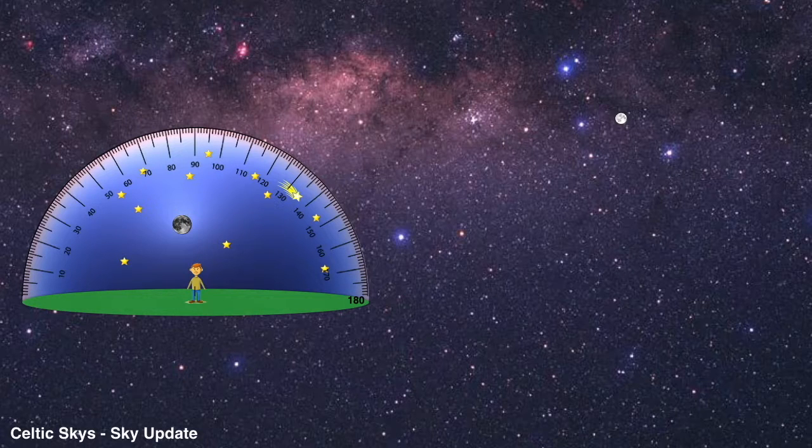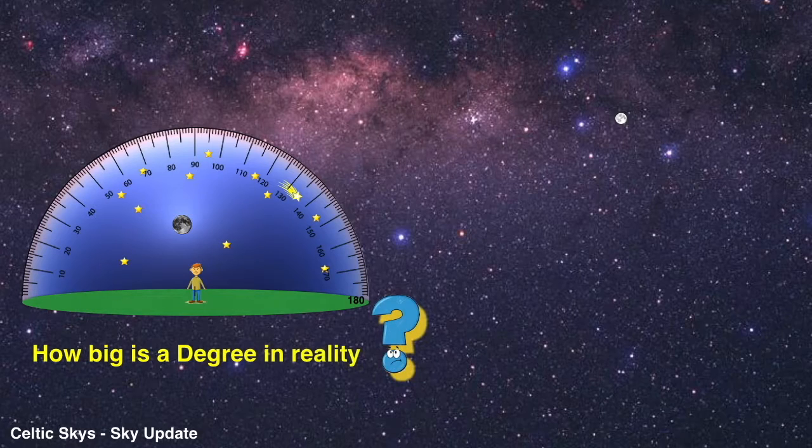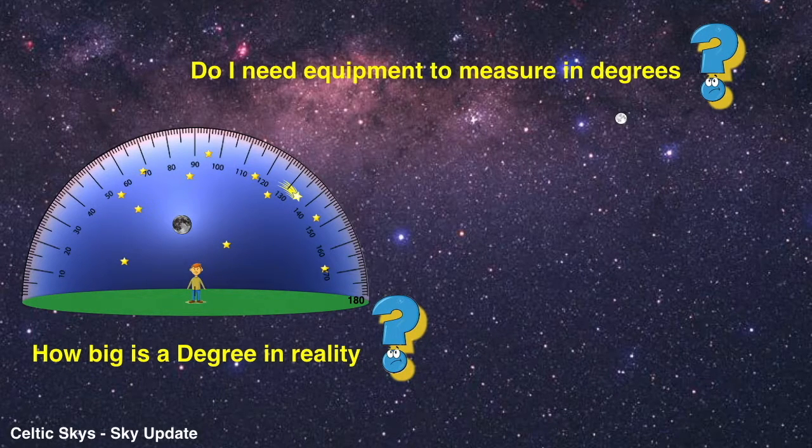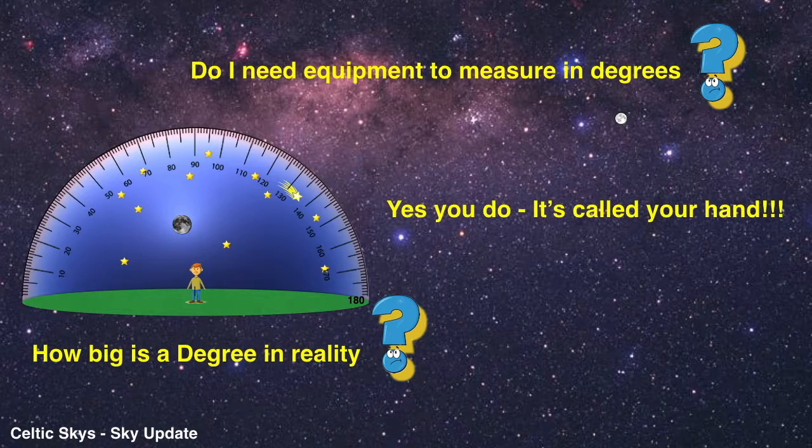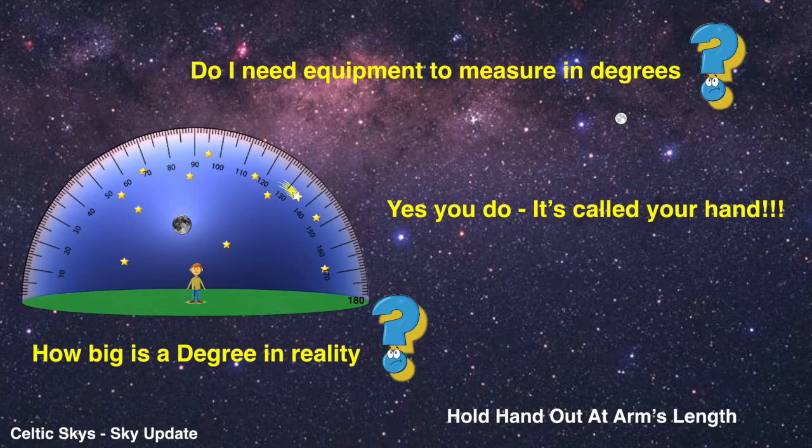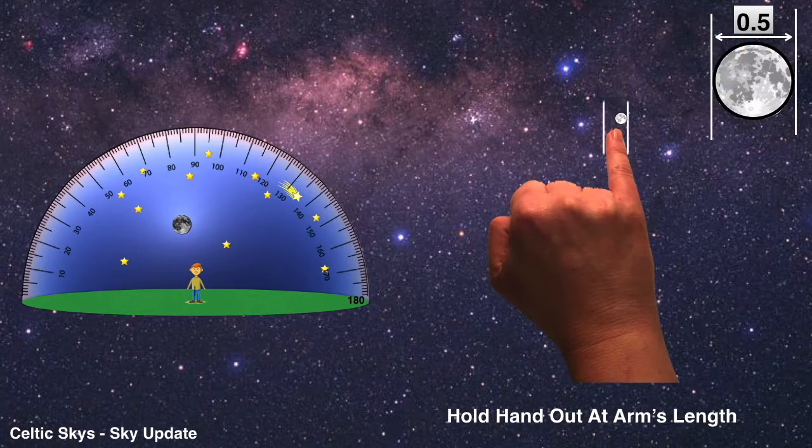But I hear you ask, what use are these units to the casual observer? How big is a degree in reality? Do I need equipment to measure in degrees? Well, yes, you do. It's called your hand. And what you do is you hold your hand out at arm's length, and using the fingers on your hand, you can estimate distance in degrees.